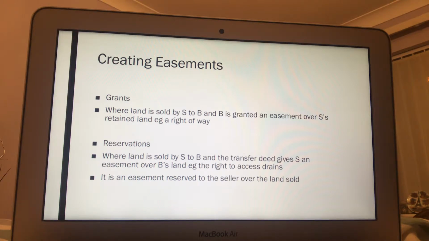Reservations. A reservation is where land is sold by seller to buyer and the transfer deed gives the seller an easement over the buyer's land. Essentially, it is an easement reserved to the seller over the land that they have sold.